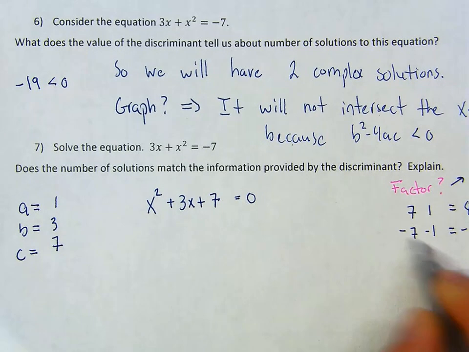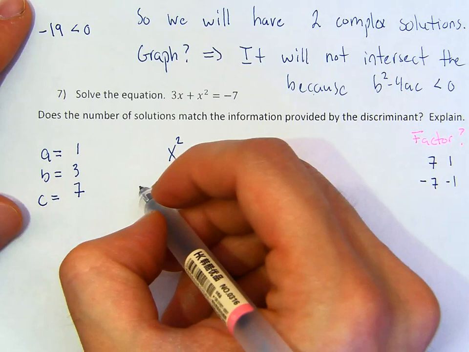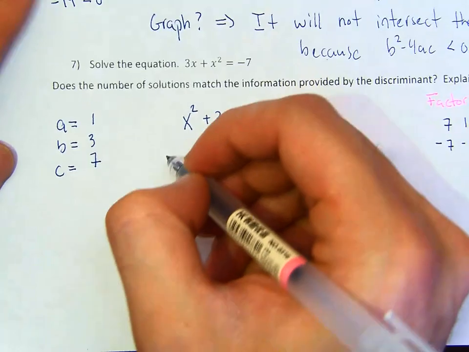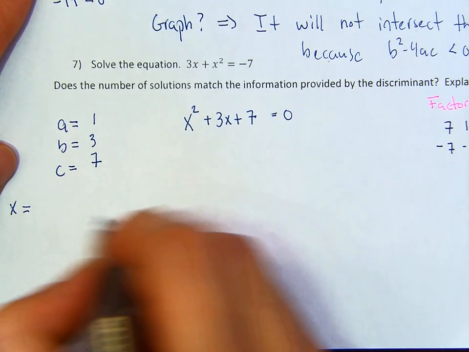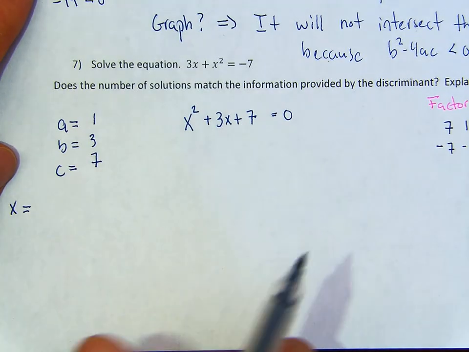So if you can't factor it, what do you need to use? You need to use the quadratic formula. So here, let's do it right over here. X equals, and try and write it down before I do. Let's see if you remember what the quadratic formula is, right?